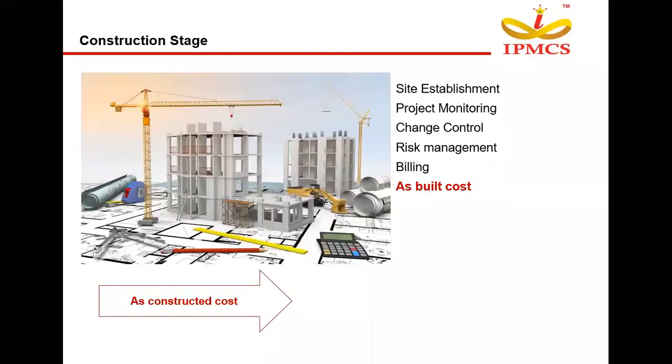And next, when we move on to the construction stage, here our site establishment would have been done, meaning our execution would have been started, and we'll be monitoring the project at each and every stage, and change control will be done. Change control means, when we are executing the project, there will be n number of changes for a project. These changes may be due to design change, or due to a site execution team request, or due to material change, or maybe due to methodology change.